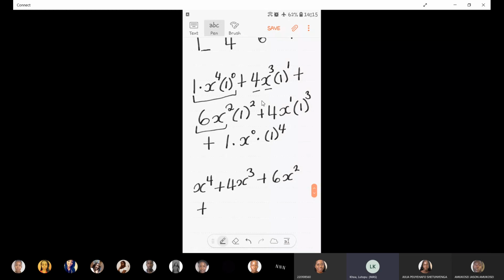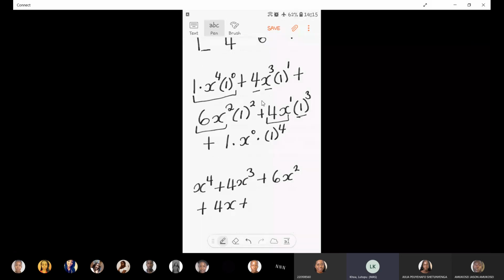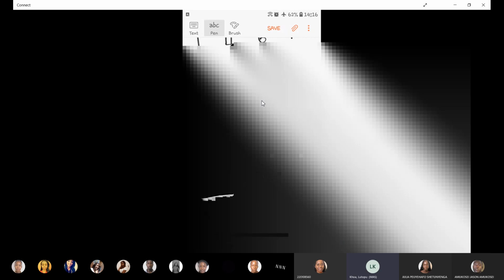And then I have 4x times 1 cubed, which is just 1. So this is 4x, and then my last term is just 1, because this is 1 times 1 times 1, which gives me 1. So the expansion of x plus 1 to the power of 4 is equal to all this.